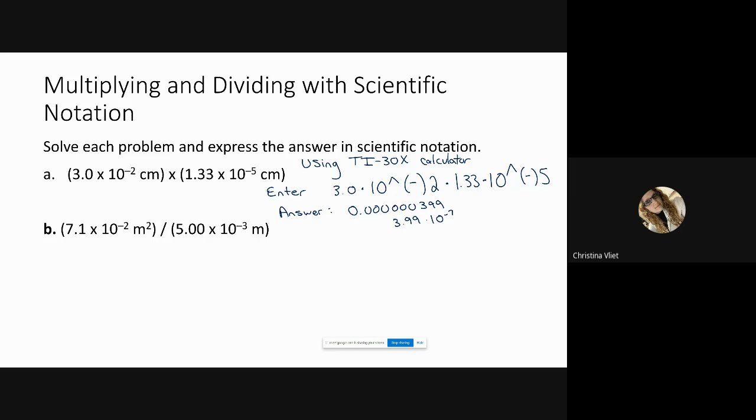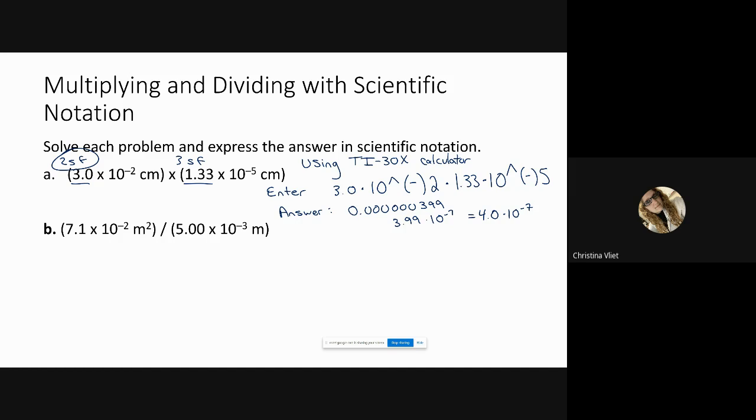All right, so just to say a couple things. First of all, if you got this in your calculator, good, but we still have to round it. How many significant figures? 2, because this is 2 and this is 3, so your final answer has to have 2 significant figures. So rounding it to 2 significant figures, it's going to turn into 4.0 times 10 to the negative 7. So that would be your final answer here for the first one.